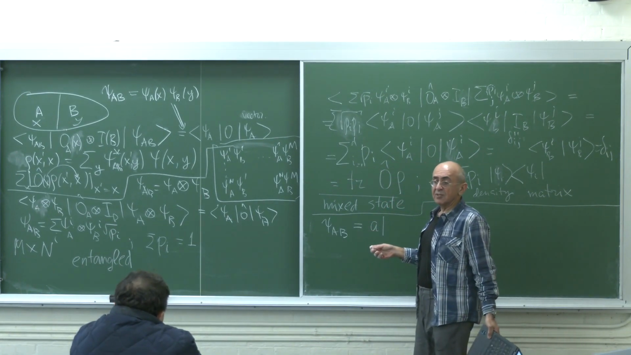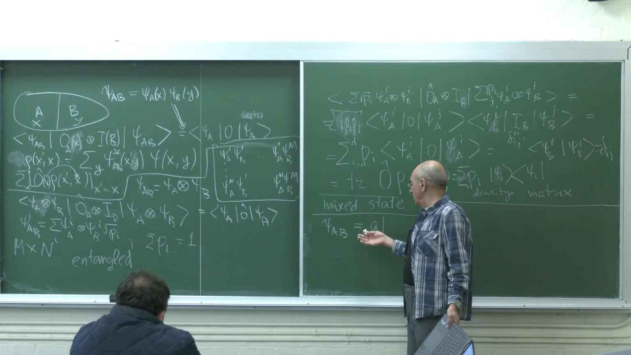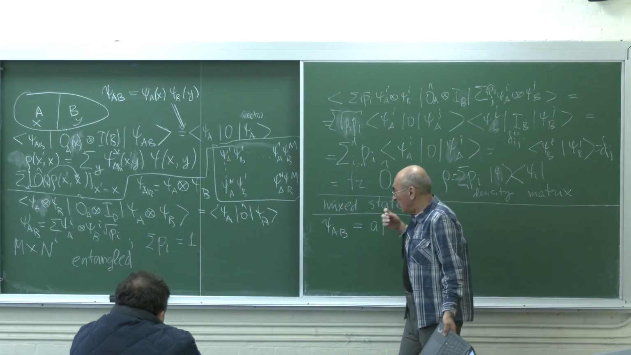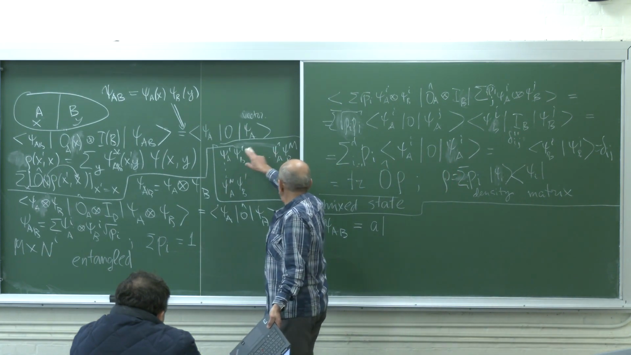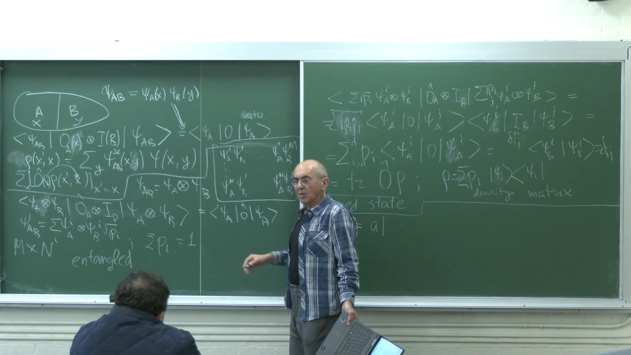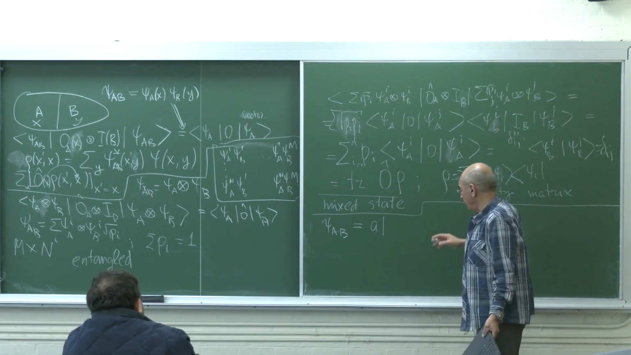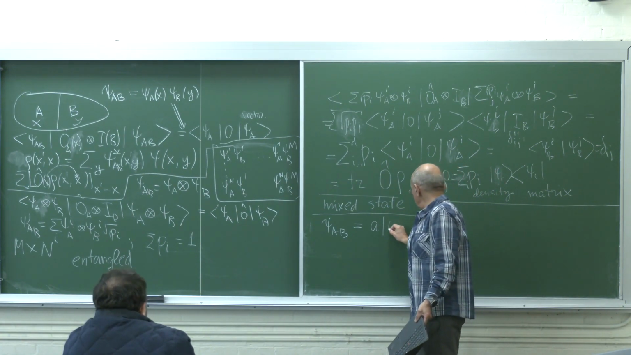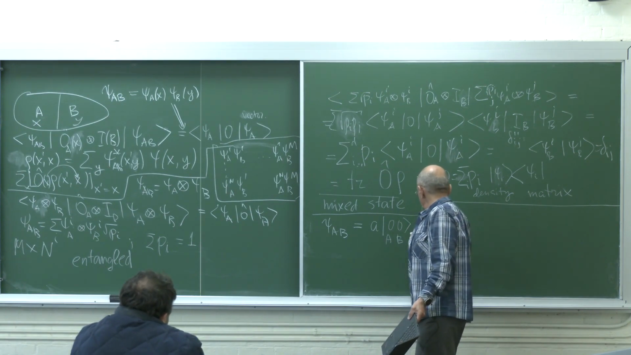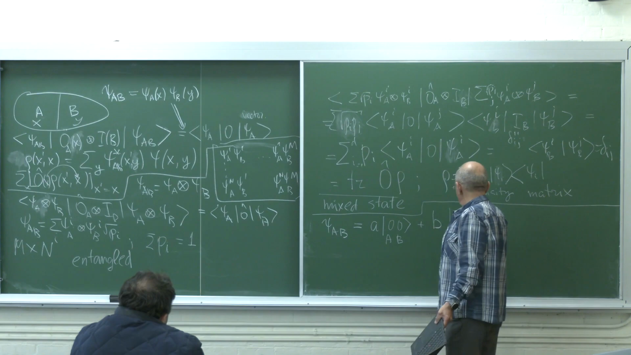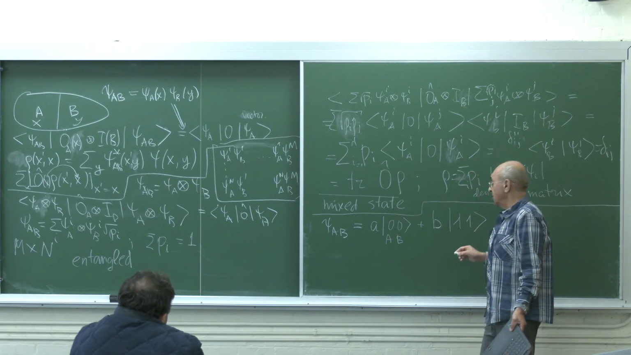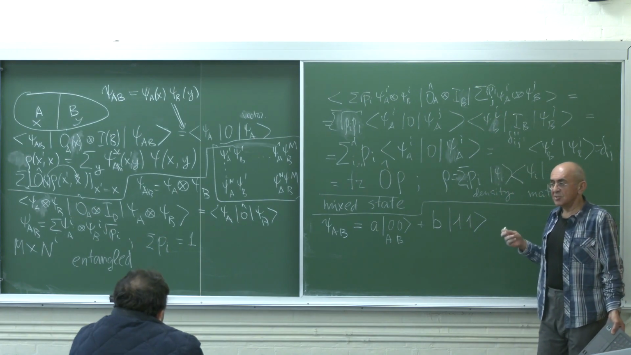Generically, I can have a state where A is 0 and B is 1, A is 0 and B is 0, etc. But I don't want to consider this whole matrix. I want to consider a very special combination, not a general state, and it will be like this. So this is A, this is B, and like this, which means that it's an extremely correlated state.